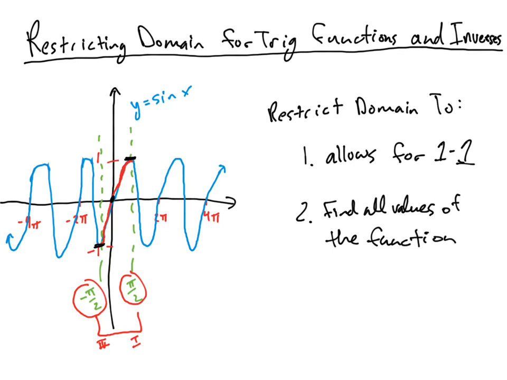Again, if we look from 0 to pi here, first of all, this is not going to be 1 to 1. Second of all, we're only getting positive values of the function. We're not getting any negative values down here. So by restricting the domain, we want to make sure that the function is 1 to 1. We want to make sure that we get all the values of the function.